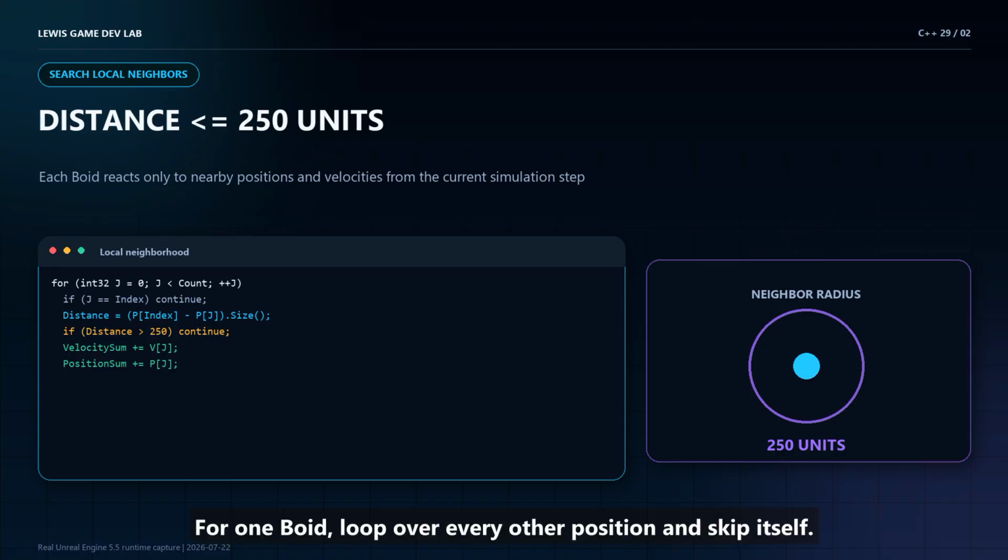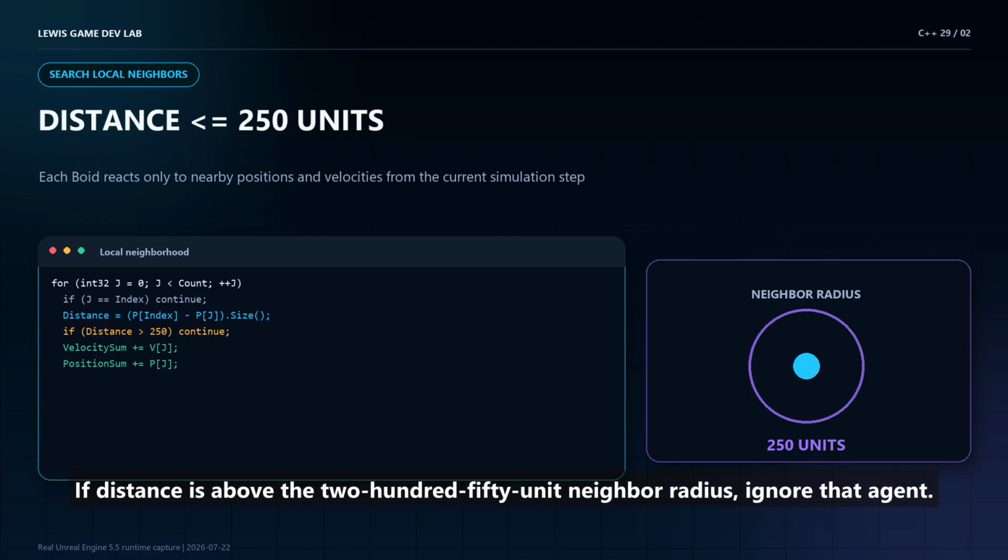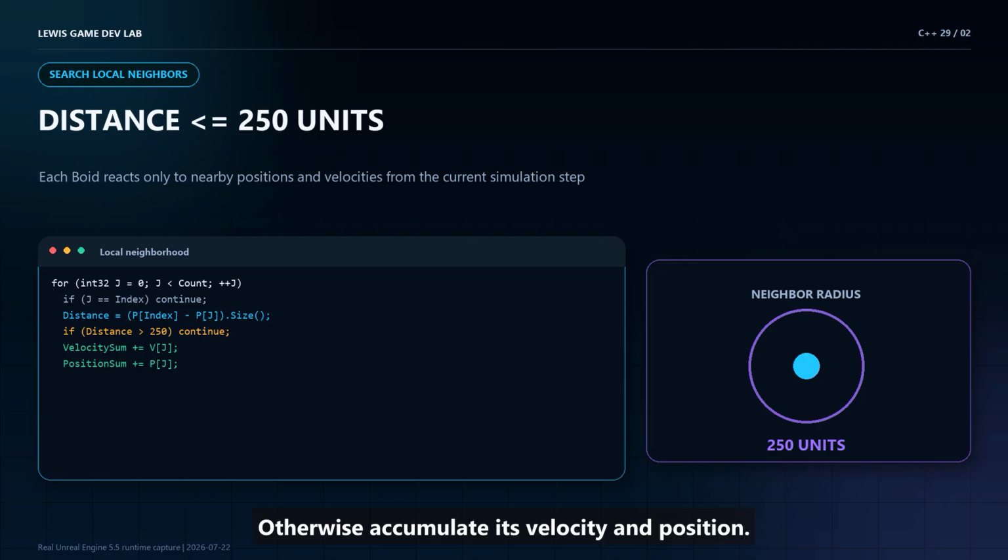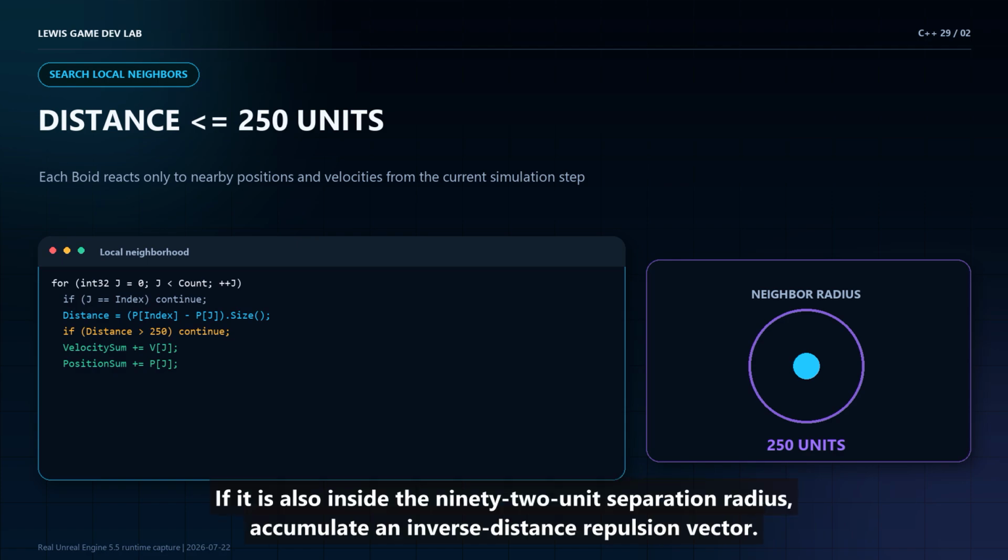For one Boid, loop over every other position and skip itself. If distance is above the 250-unit neighbor radius, ignore that agent. Otherwise, accumulate its velocity and position. If it is also inside the 92-unit separation radius, accumulate an inverse distance repulsion vector.